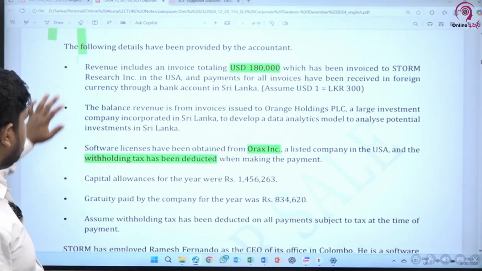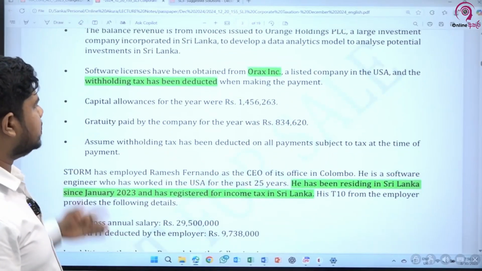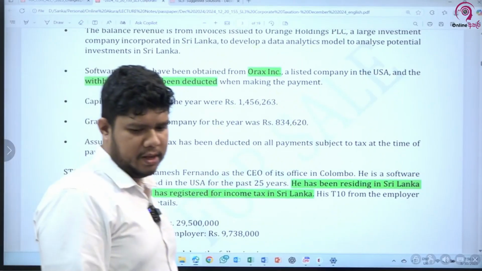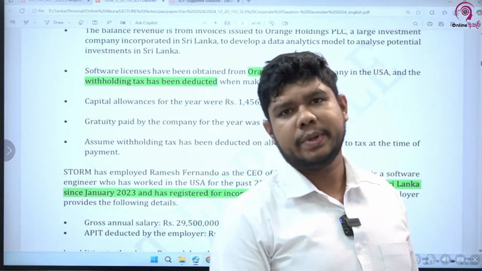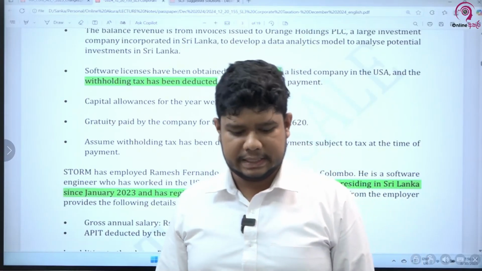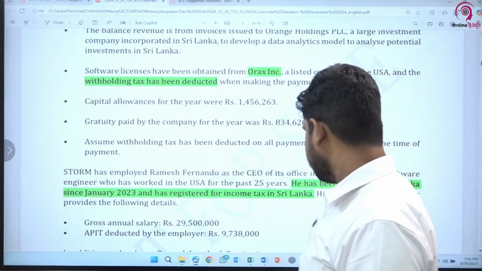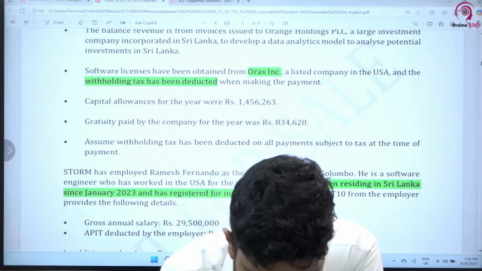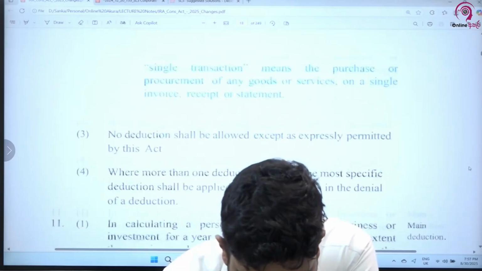1 done, 2 done, 3 done. Next one. Capital allowance for the year was 1.4 million. Now, capital allowance: you know what is capital allowance? Capital allowances are granted under section 16. I will show the section. So in capital allowance granting, you need to remember two important things.